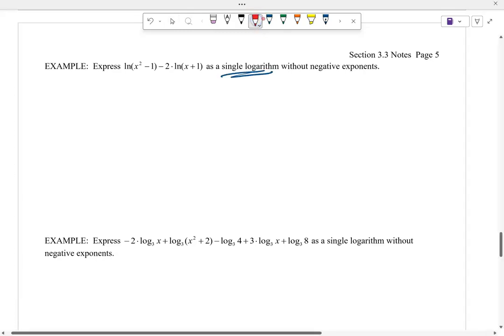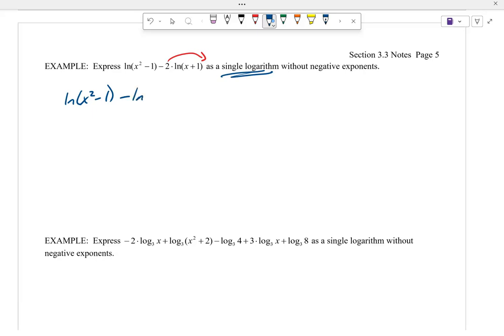Now, I'm going to go ahead and put that up as a power first. So I have the natural log of the x squared minus 1 minus the natural log x plus 1. Now it's to the 2. All right. Now, notice I have a minus between them. So this is the quotient rule. So I'll have natural log. That x squared minus 1 will go to the top. The x plus 1 quantity squared will go to the bottom. So I have the natural log of x squared minus 1 over x plus 1 squared.